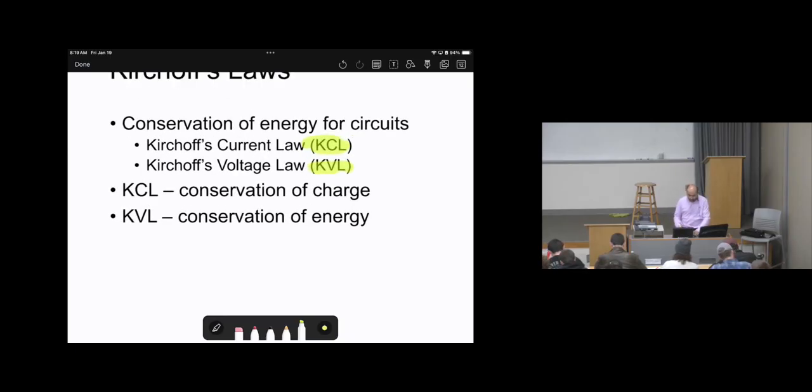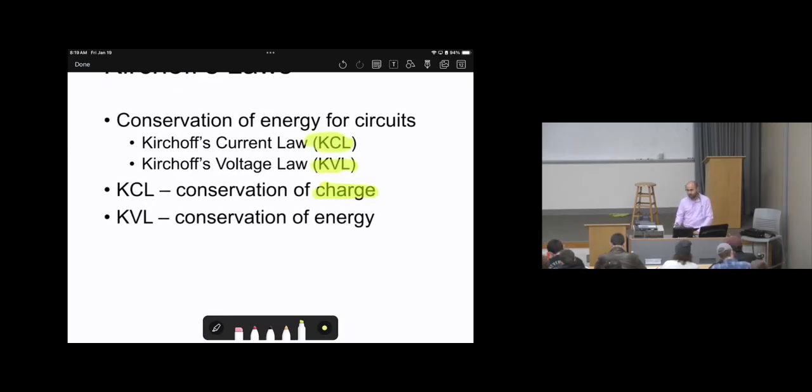KCL is related to conservation of charge. That's why it's related to the currents, because current is the charge moving, or the charge rate, or the electrons moving. Then we have KVL, which is the conservation of energy, because voltage is related to the energy transfer capability, or the time derivative of the work, or the time derivative of the energy, or the energy rates. So as a result, conservation of energy is related to KVL, and conservation of charge is related to KCL. So electricity is conservative, then we need to apply KCL and KVL.